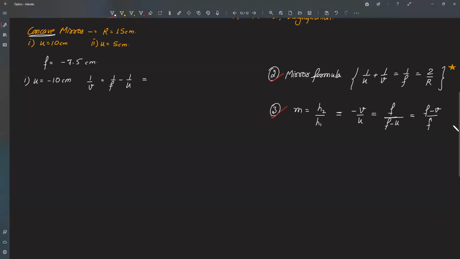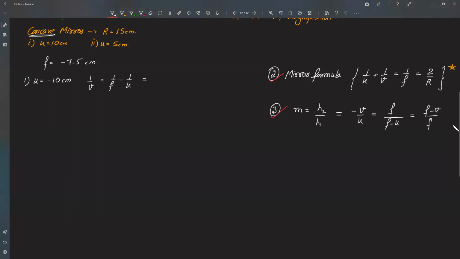So maybe the magnification. What is the magnification you got? 3. Okay, magnification is -3. It is a real image. Oh, that's why. Okay, that's why I got it.